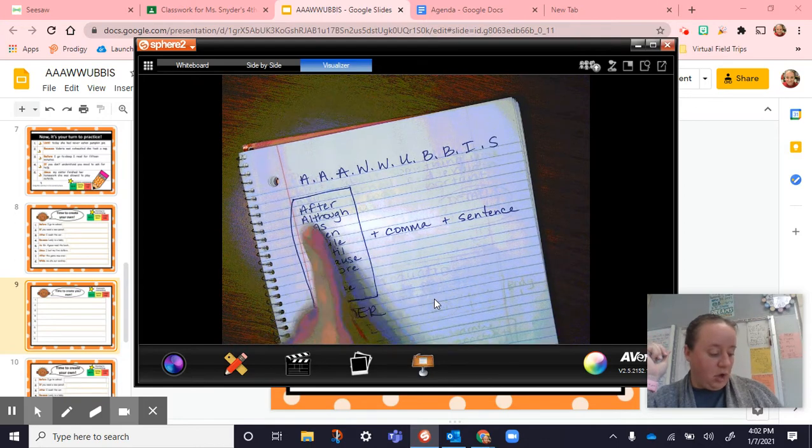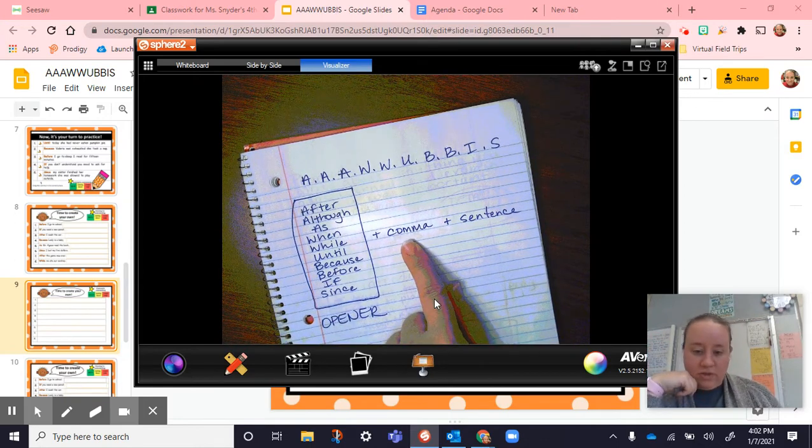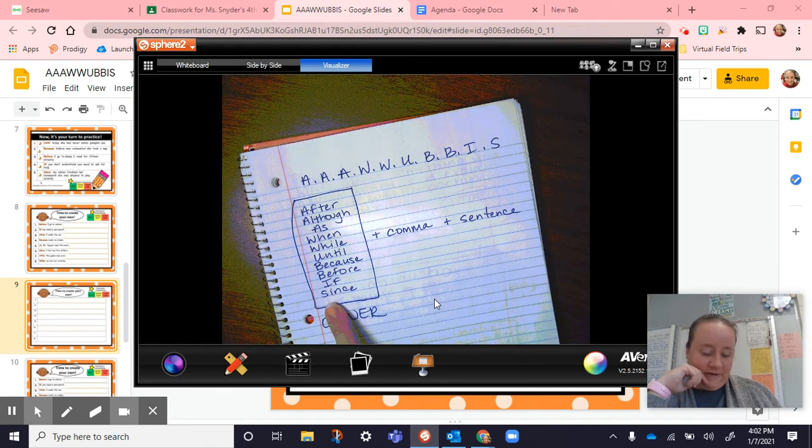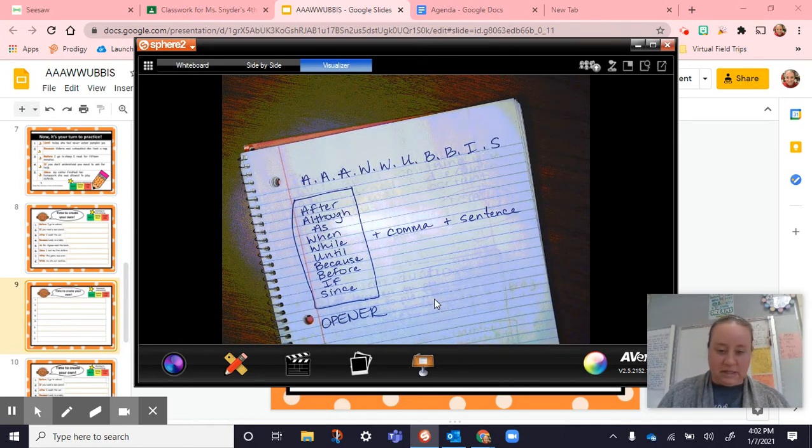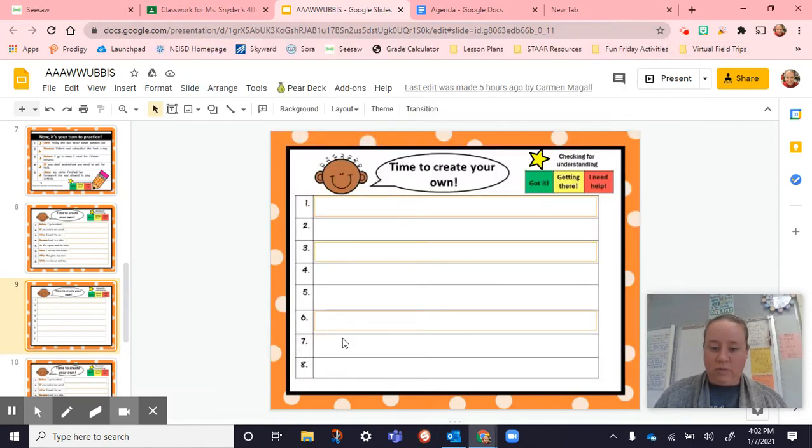So it's just this opener. You're making sure that when these words are at the beginning of a sentence, you have to have the comma followed by a complete sentence. So just really making sure that comma is in the right place. So we were writing those there, so you can do that.